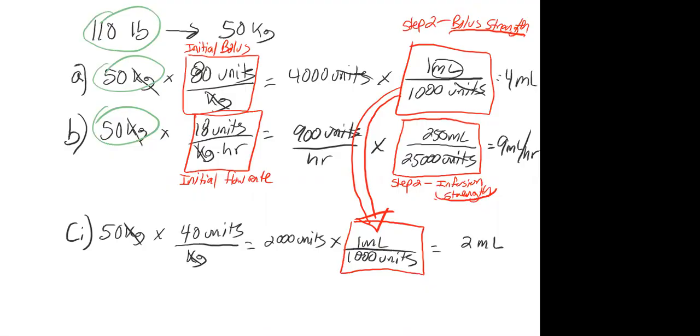2 milliliters. So that's our new bolus. And that giant terrible arrow I did was just to show you that I'm using the same information. I'm still using that 1 milliliter per 1,000 units that I got from step 2 of the protocol. So I always go back to know my concentrations or my strengths by going back to step 2 in the protocol.